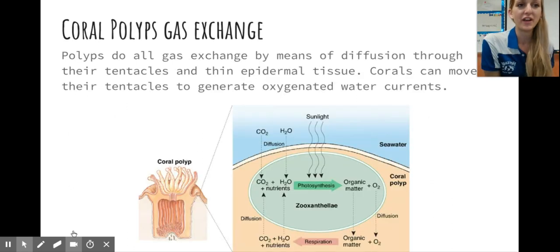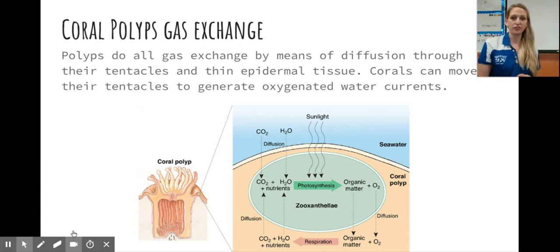How coral polyps do gas exchange. They all do it through diffusion, through their tentacles, which is why they'll bring themselves out and allow themselves to be within the water and get their carbon dioxide removed and oxygen taken in. It's all through diffusion. They do not need gills. They don't have respiratory organs. It's all because of particles moving from a high to low concentration.